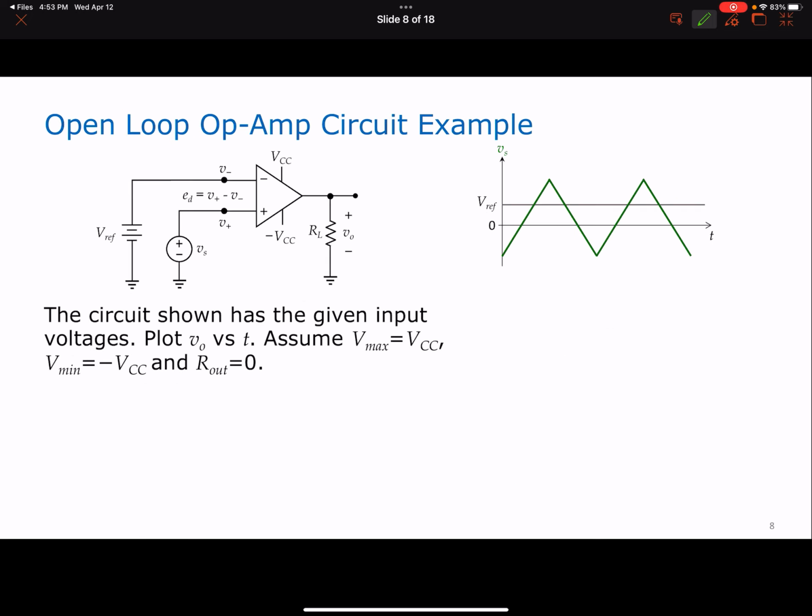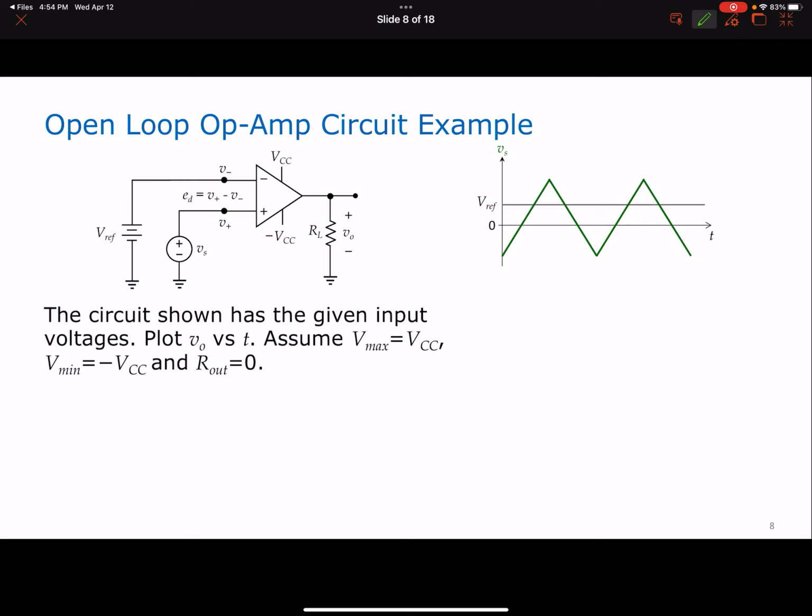So let's take a look at an open loop op-amp circuit example. Later on, I'll explain why we call it open loop. So let's say we have this circuit. To the inverting input, we connect a DC source, which we call Vref. And to the non-inverting input, we connect a time-varying signal, which has this particular waveform. So this is Vref, and then V sub S has this particular waveform.